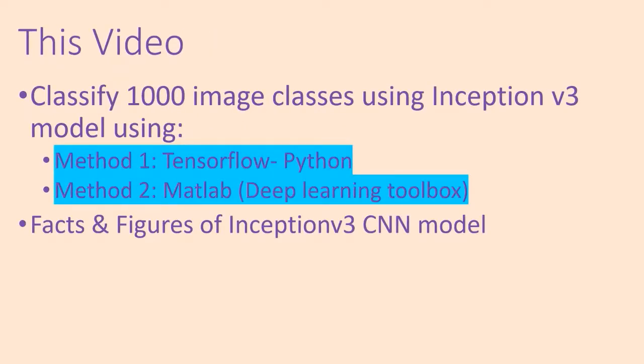In this video, we will use Inception V3 CNN model to classify images from 1000 different classes. We know that Inception V3 is a pre-trained CNN model which has already been trained on the ImageNet dataset to classify 1000 image classes. So I will demonstrate two different methods. In the first method, we will use TensorFlow and the Python programming language to classify the image. In the second method, we will use MATLAB with deep learning toolbox support. And finally, we'll discuss facts and figures of the Inception V3 CNN model.